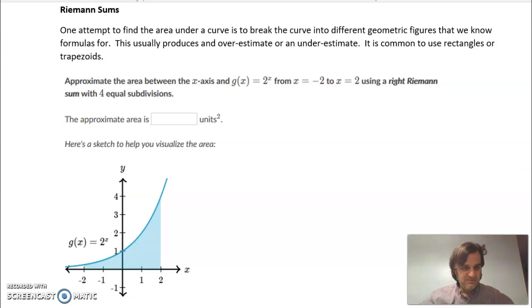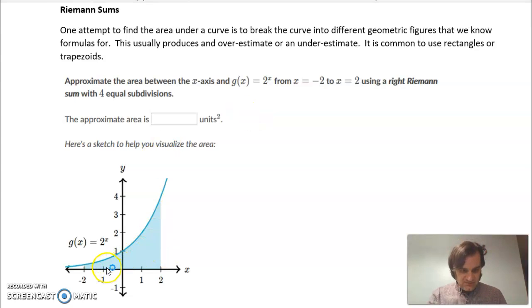So here's a problem. It says approximate the area between the x-axis, which if we look at the graph is down here, and g of x equals 2 to the x, which is the blue line curve here, from x equals negative 2 to x equals 2. So between these two parts, which is the shaded region. And it says use a right Riemann sum with 4 equal subdivisions.